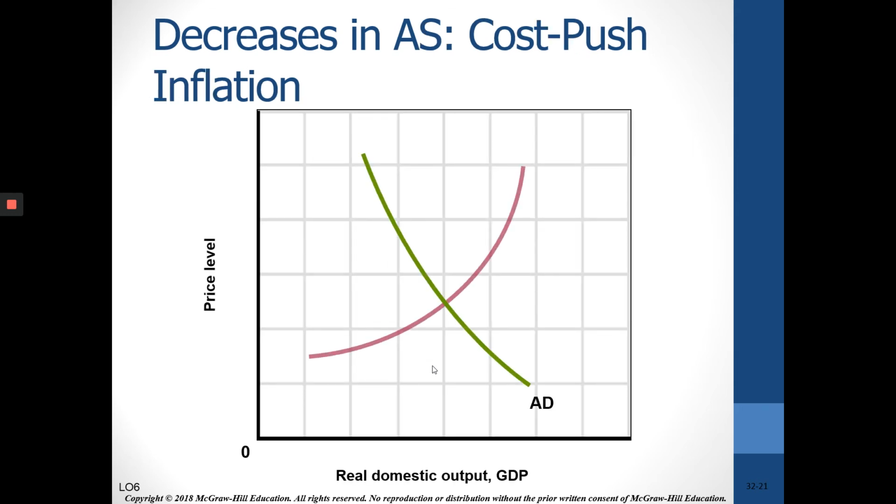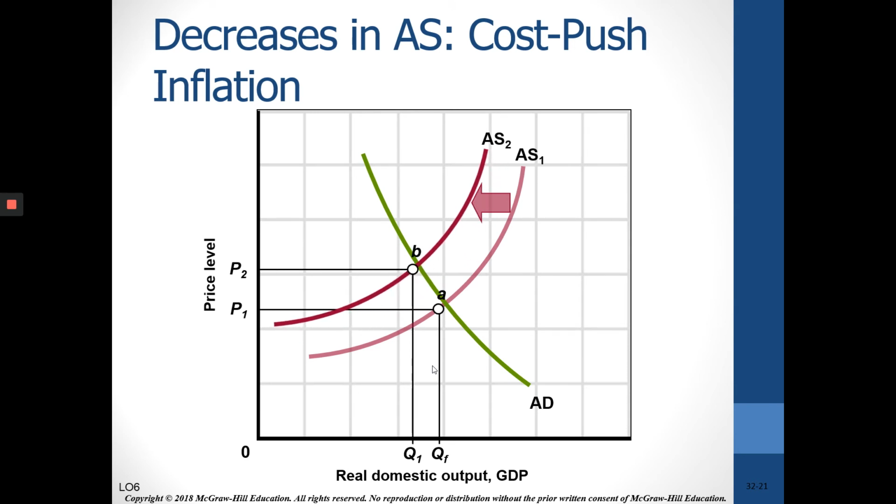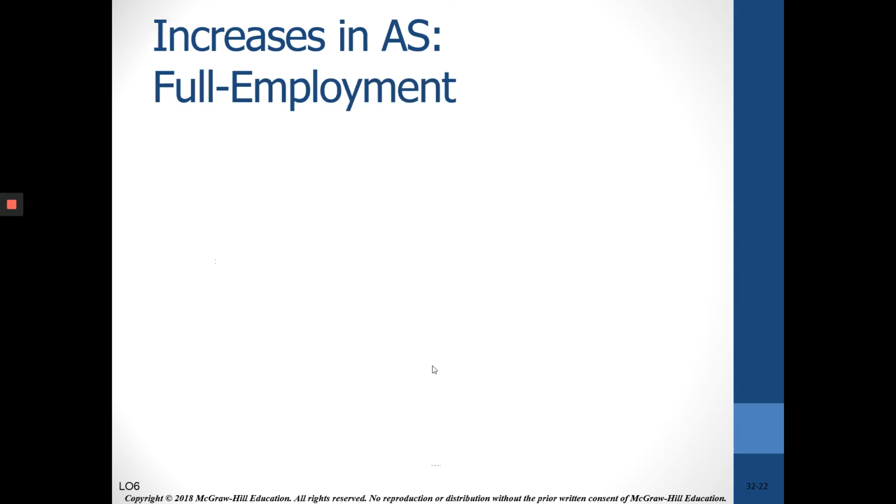Decreases in aggregate supply could cause some cost push inflation. That's a per unit input cost. And there is a box on page 645 in the text, a green box that lists the decreases and increases in aggregate supply reasons. Let's look at some of those.